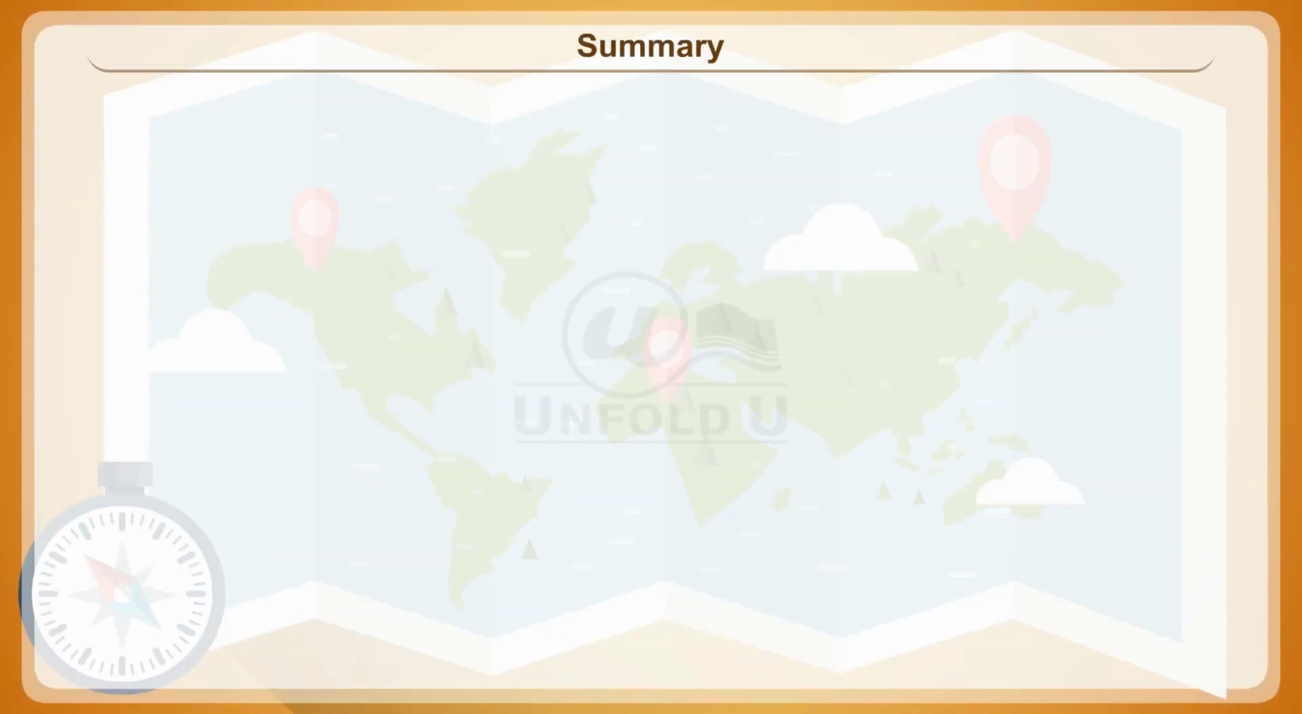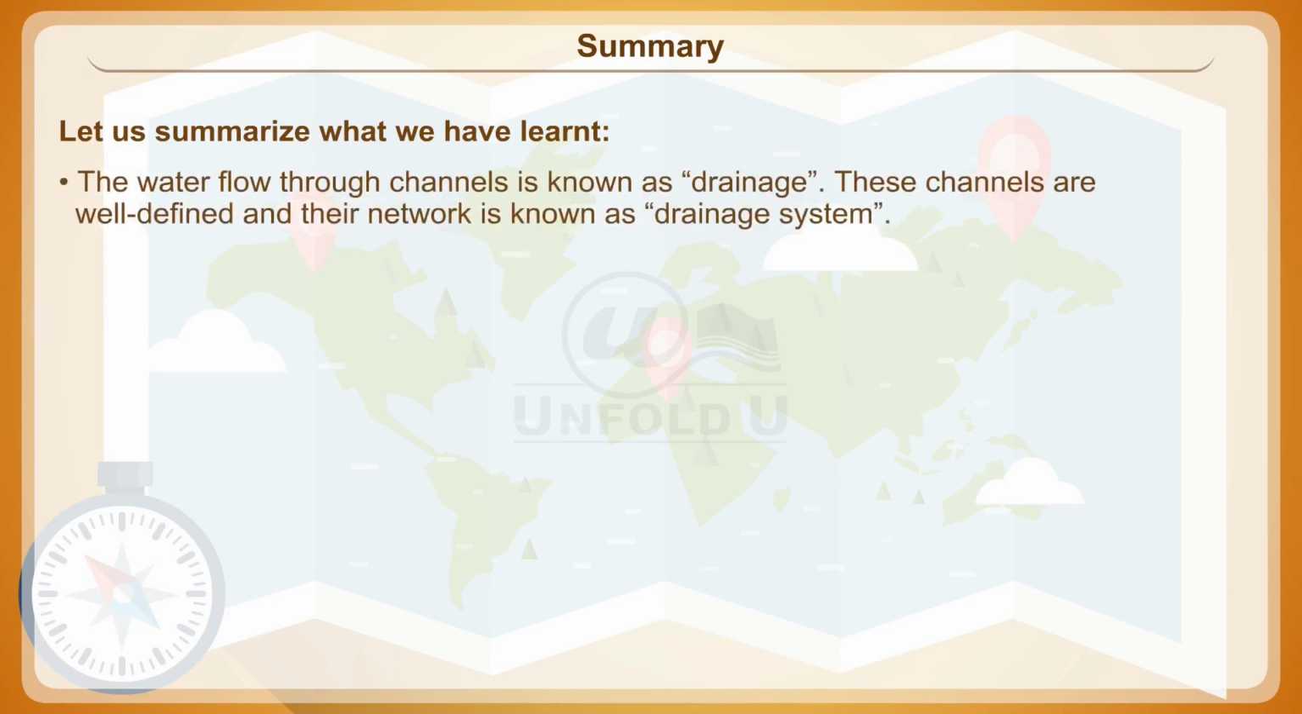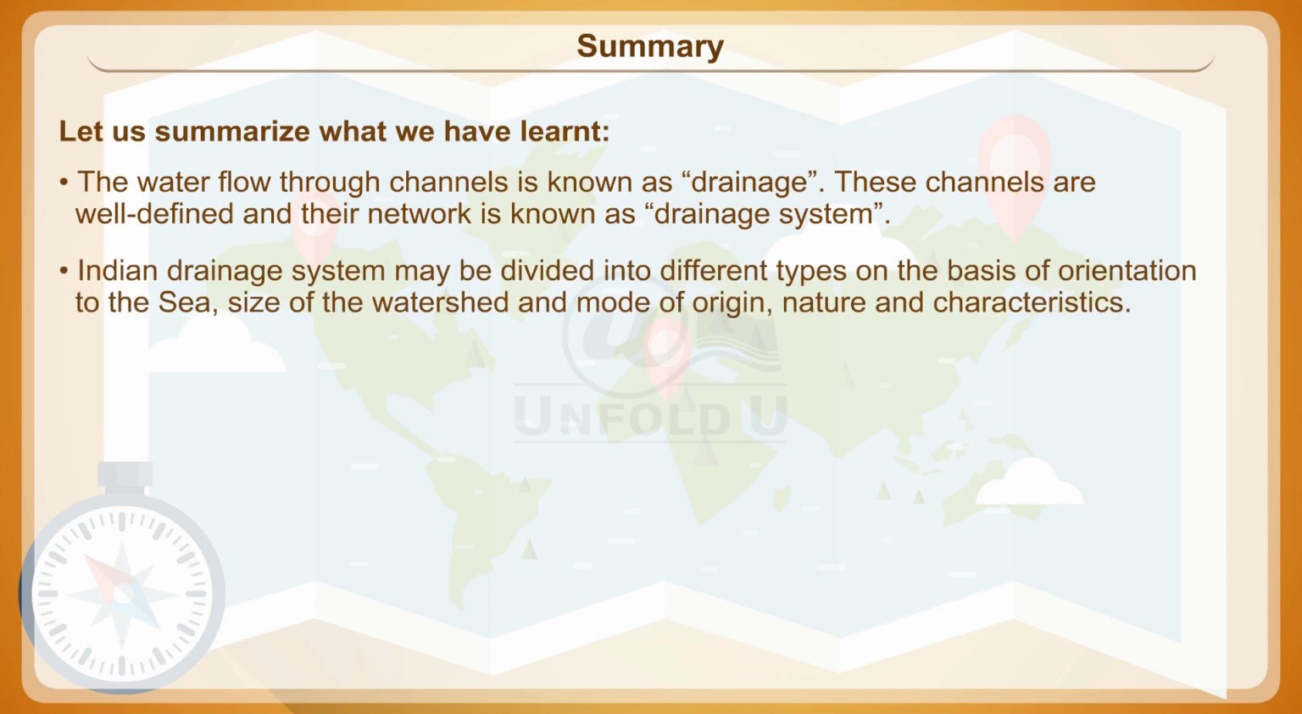Summary. Let us summarize what we have learnt. The water flow through channels is known as drainage. These channels are well defined and their network is known as drainage system. Indian drainage system may be divided into different types on the basis of orientation to the sea, size of the watershed, and mode of origin, nature, and characteristics.